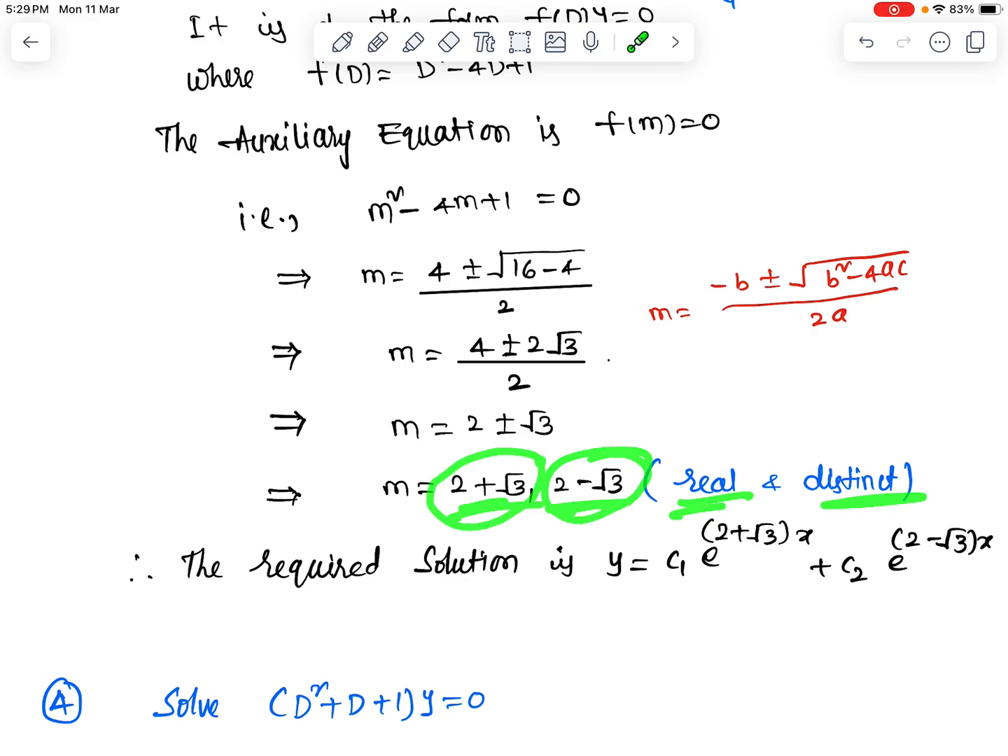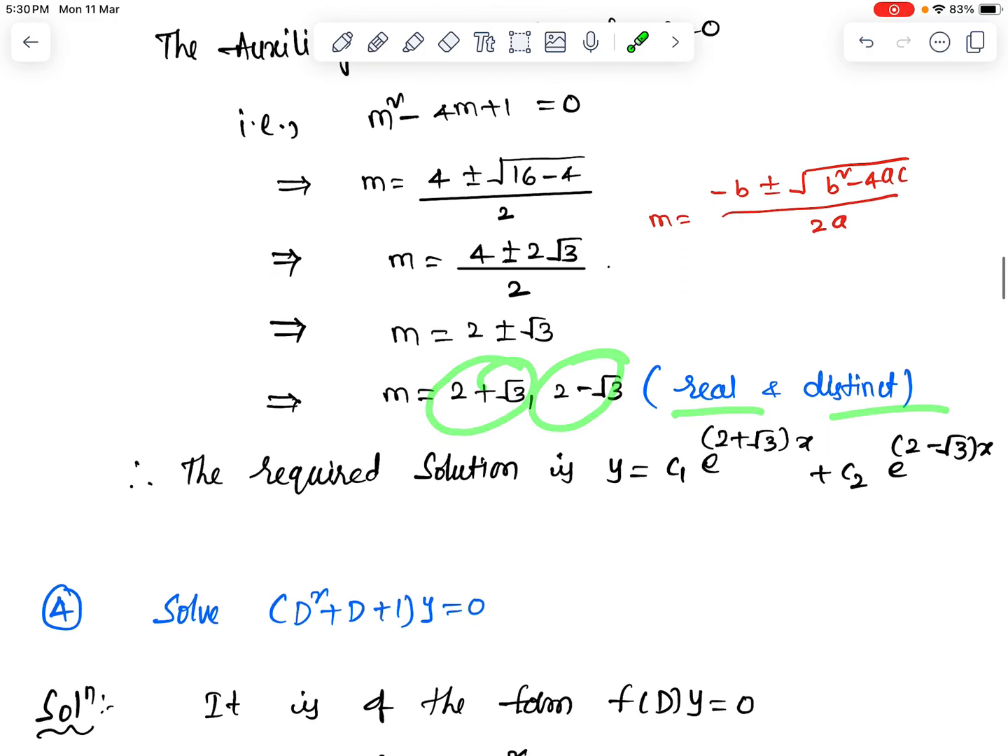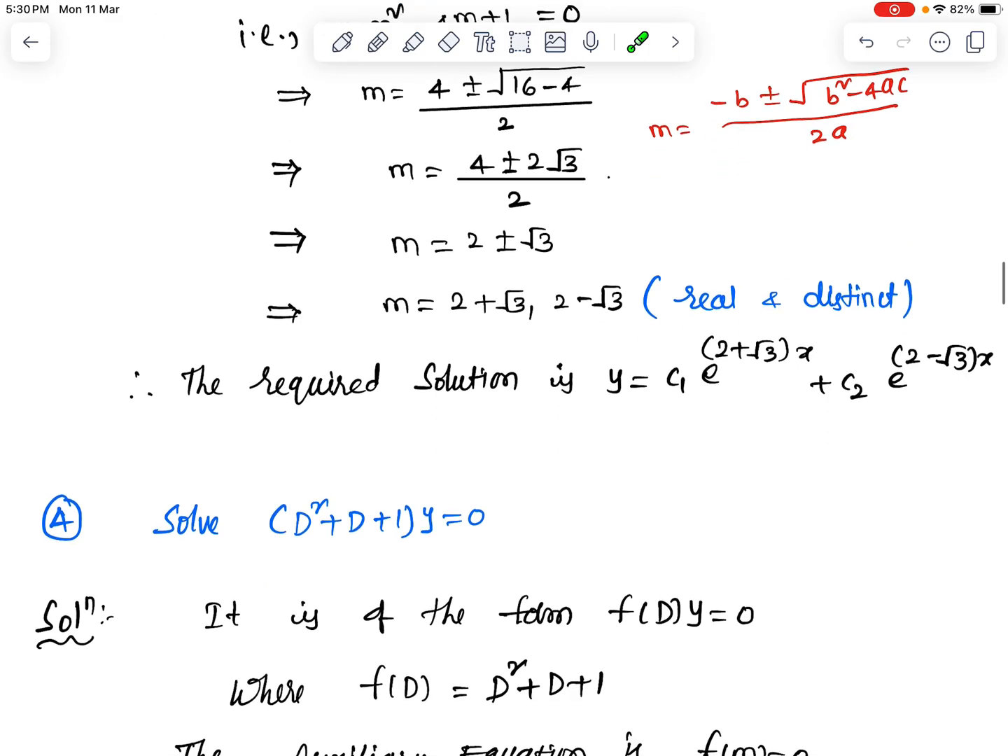these are not complex roots, not complex conjugate roots. These are real and distinct, that is why y is equal to c1 into e power m1x plus c2 into e power m2x, meaning y is equal to c1 into e power (2 plus root 3) into x plus c2 into e power (2 minus root 3) into x. That solution we have written. It is the required solution when roots are real and distinct.